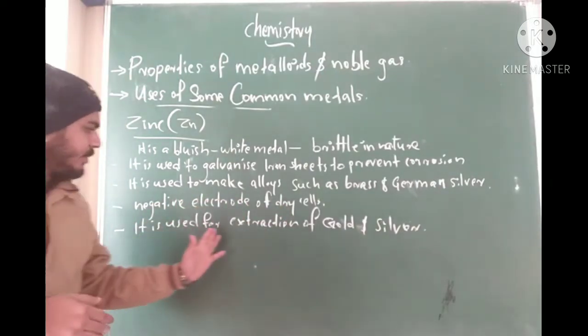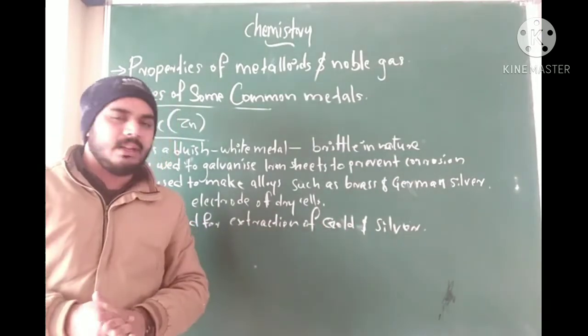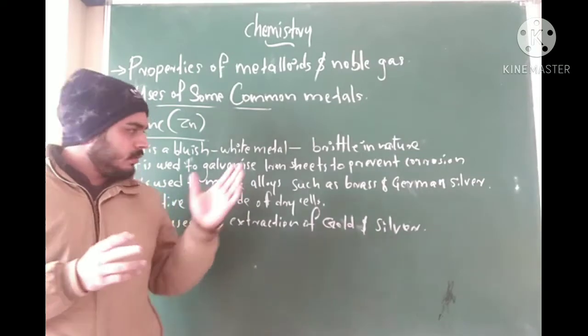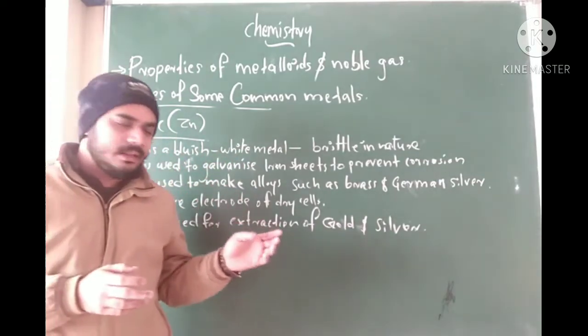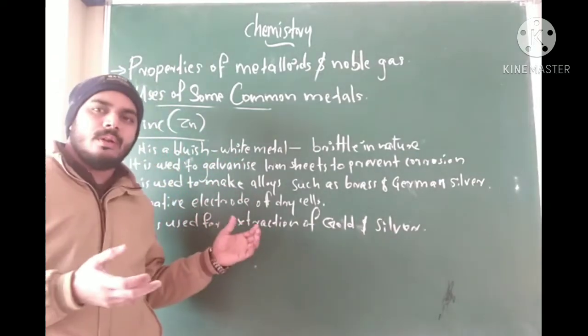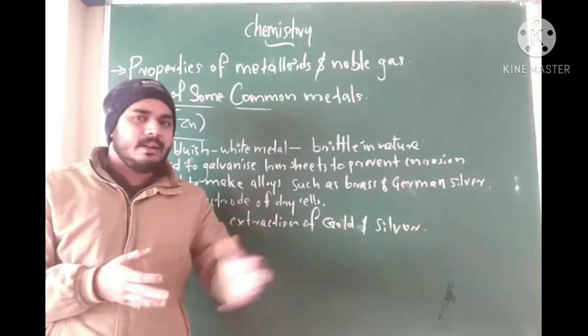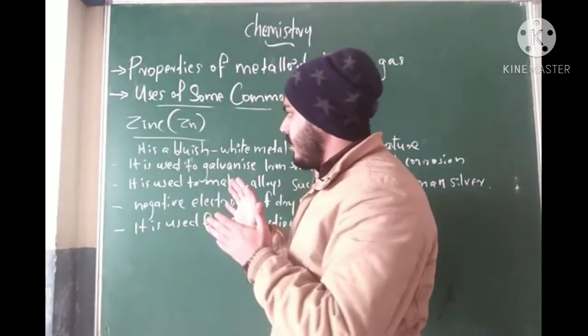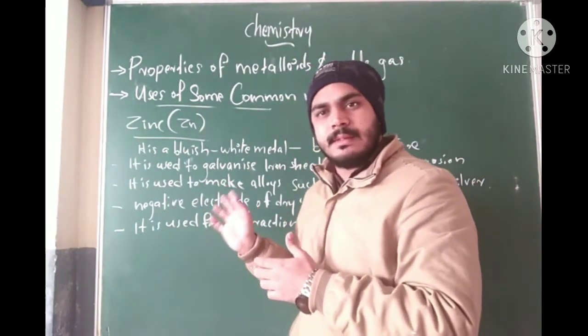And next, it is used for extraction of gold and silver. Zinc is a highly reactive metal. That's why it is used for extraction of gold and silver. These are the main uses of zinc.